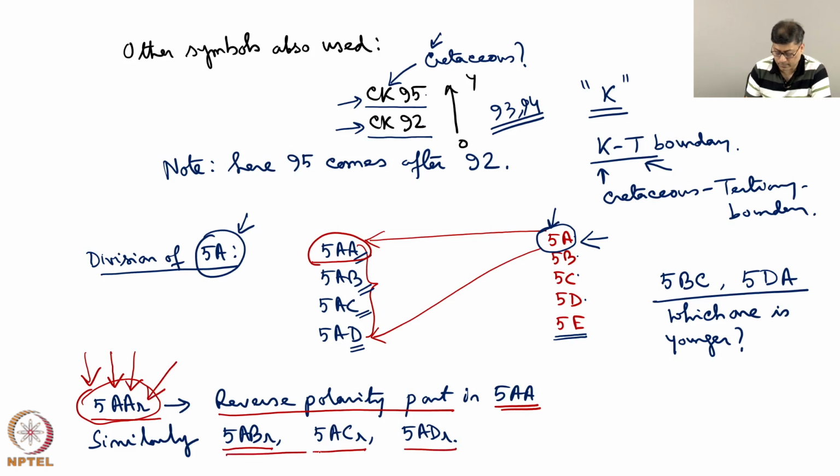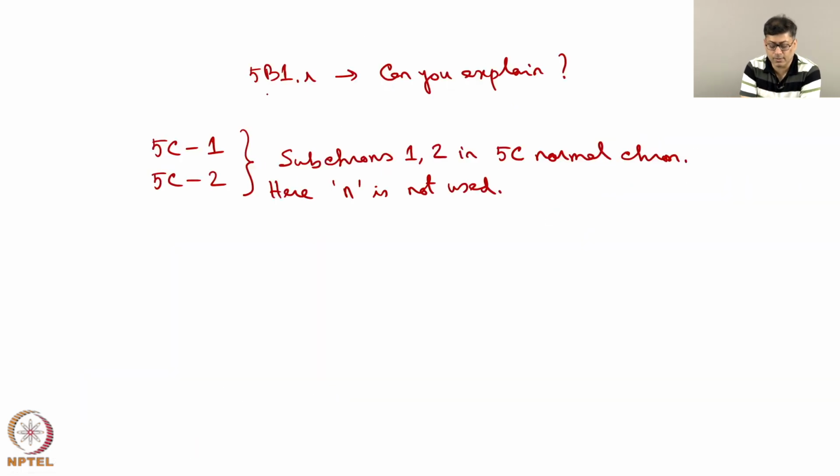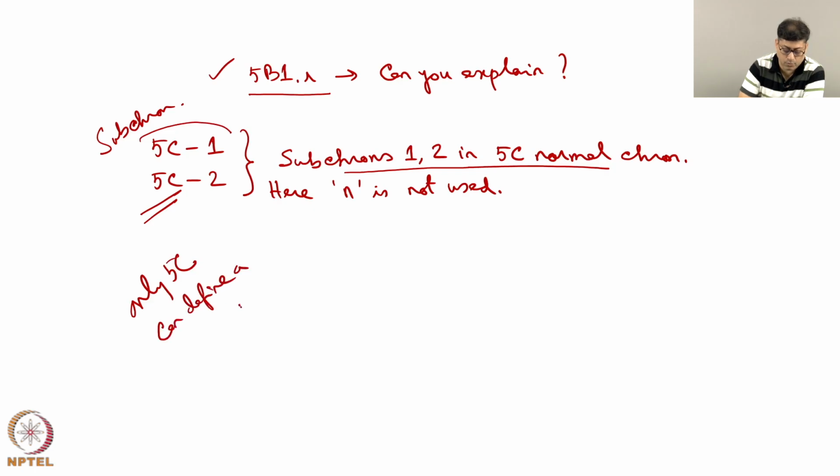And if I ask you here, arrange them from old to young. I hope by following this lecture you will be able to do it. I am asking the students to explain 5B1.R. Suppose we write 5C-2 and 5C-1, what does it mean? It means subchrons 1 and 2 in 5C. Together it defines a subchron, and only 5C can define a chron, and here N is not used. Automatically it means the normal chron.